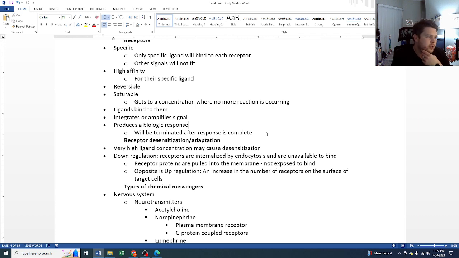You can have the opposite, though, which is upregulation, which is an increase in the number of receptors on the surface of the target cell. And depending on what you do with your body, you can reverse a lot of the time. Maybe not fully, but you typically can reverse some of the downregulation that has occurred.